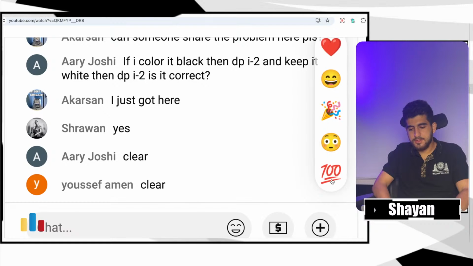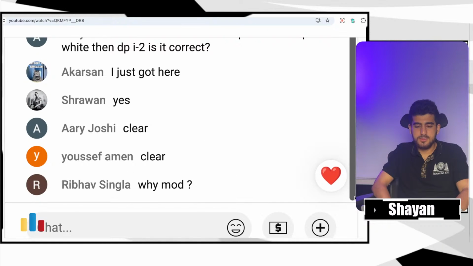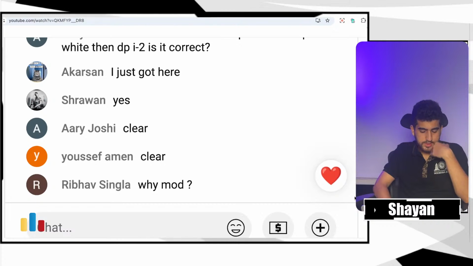If it is completely clear, please use this emoji or say that in the chat. You can also put a plus in the chat.